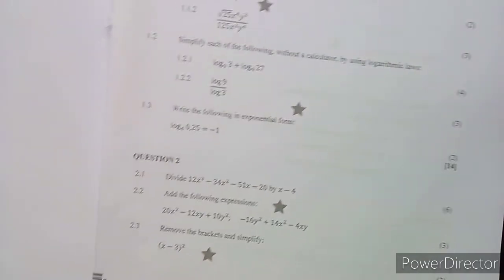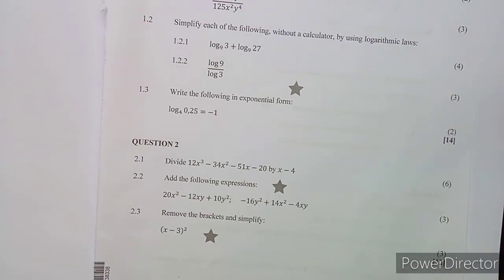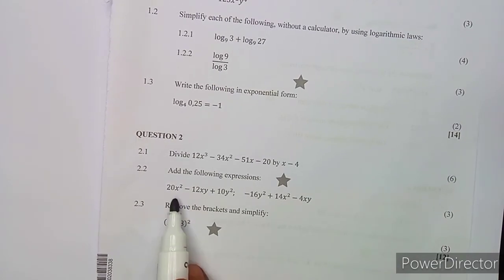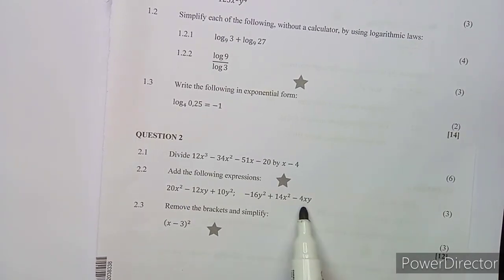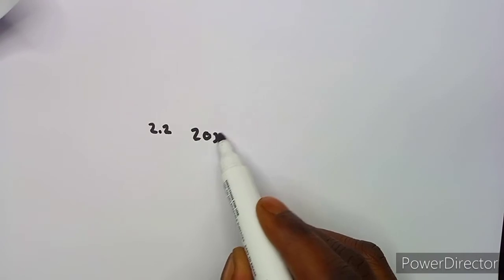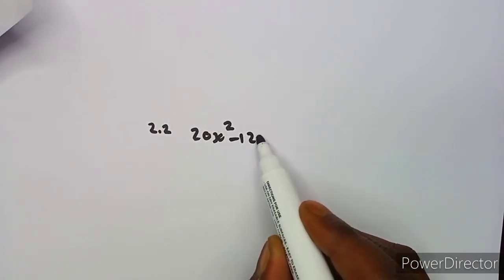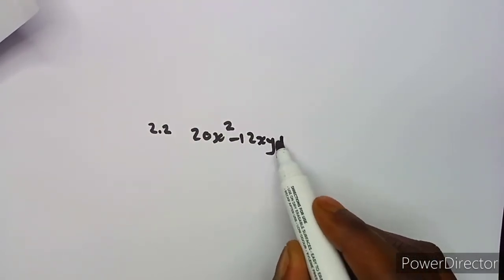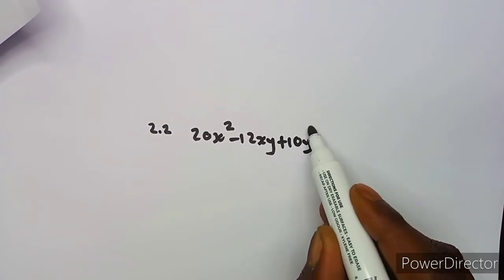6 good marks. All right, anyways, let's see the other part, that is on 2.2, which was to add the following expressions. So you're given 2 expressions actually to add. So remember, when you are adding, guys, it's just a matter of writing. So I'm just going to write as it is 20x squared minus 12xy plus 10y squared.